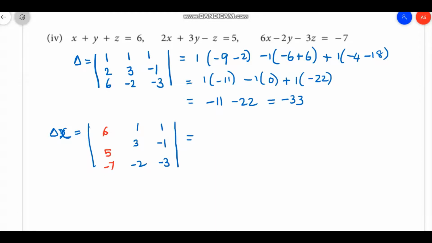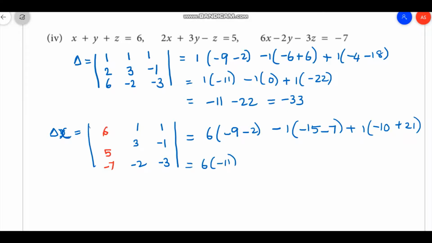Let me expand this. Expansion gives us 6 into minus 9 minus 2, minus 1 into minus 15 minus 7, and plus 1 into minus 10 plus 21. So simplification is 6 into minus 11, minus 1 into minus 22, and plus 1 into 11. So which is minus 66 plus 22 and plus 11. So further simplification gives me minus 33.